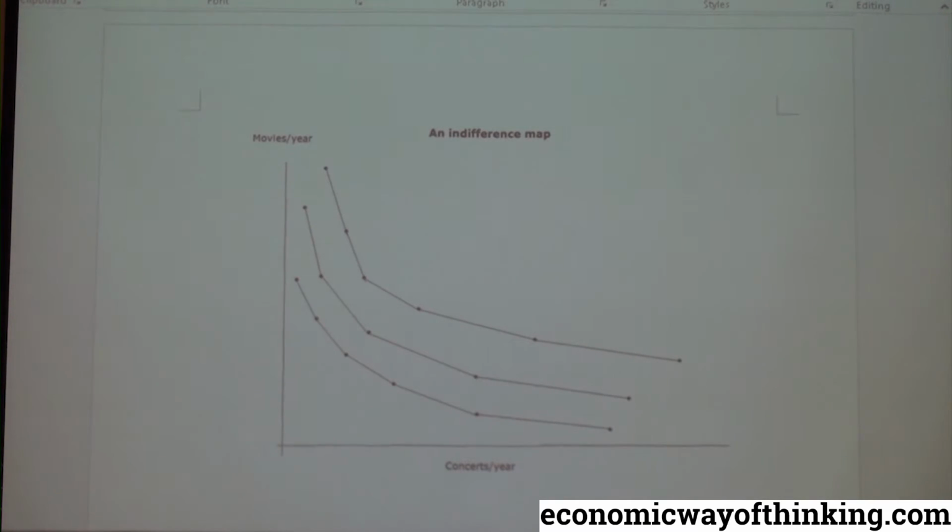On this figure, you will see the 3 indifference curves, which reflect different levels of utility. Along each curve, you have different combinations of movies and concerts that give you the same level of utility. So it's like a map. We call it an indifference map.